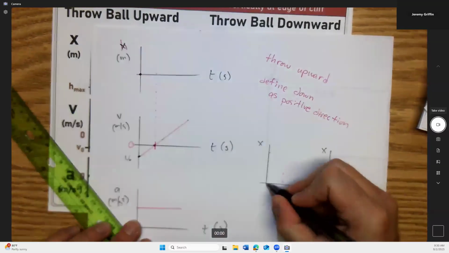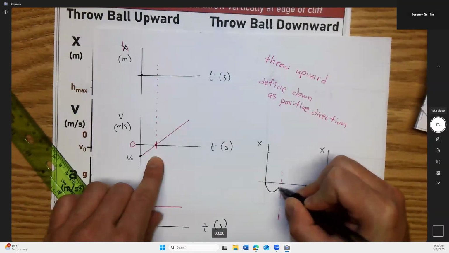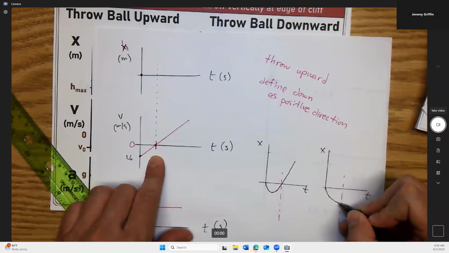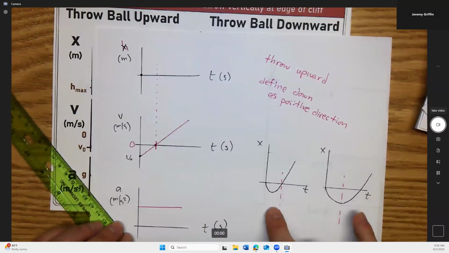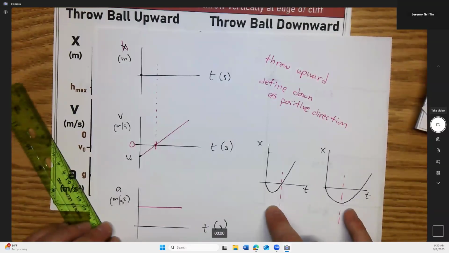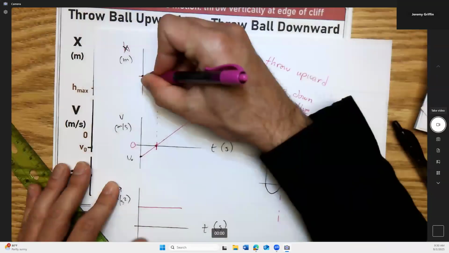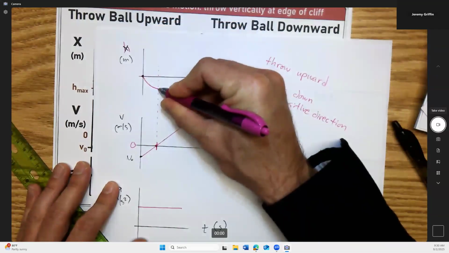Is it true that here's the edge of the cliff, and then the ball reaches max height, and when it reaches zero velocity, it's back at the edge again? Or does the max height correspond to something like that? Which is it, the one on the left or the one on the right? Show hands. How many guys think it's the one on the left? How many think it's the one on the right? There's the winner right there. So zero instantaneous velocity corresponds to the maximum height position.